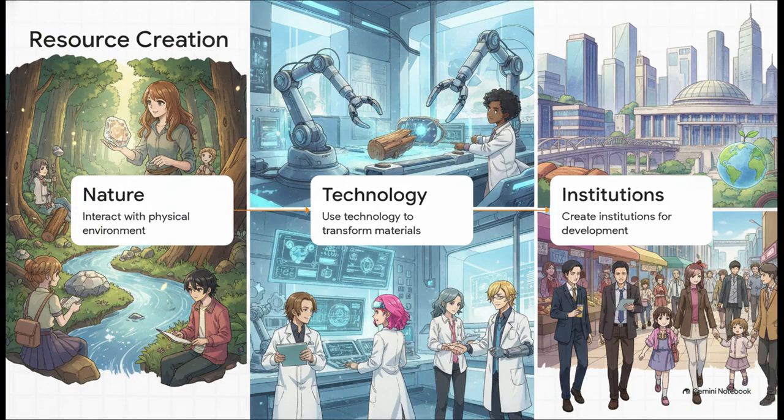Humans have to actively transform materials. It's kind of a three-step process. We interact with nature using technology, and then we build institutions to accelerate our economic development. We are the essential ingredient here. Without human effort and intelligence, all those things out there in the environment just stay raw materials.